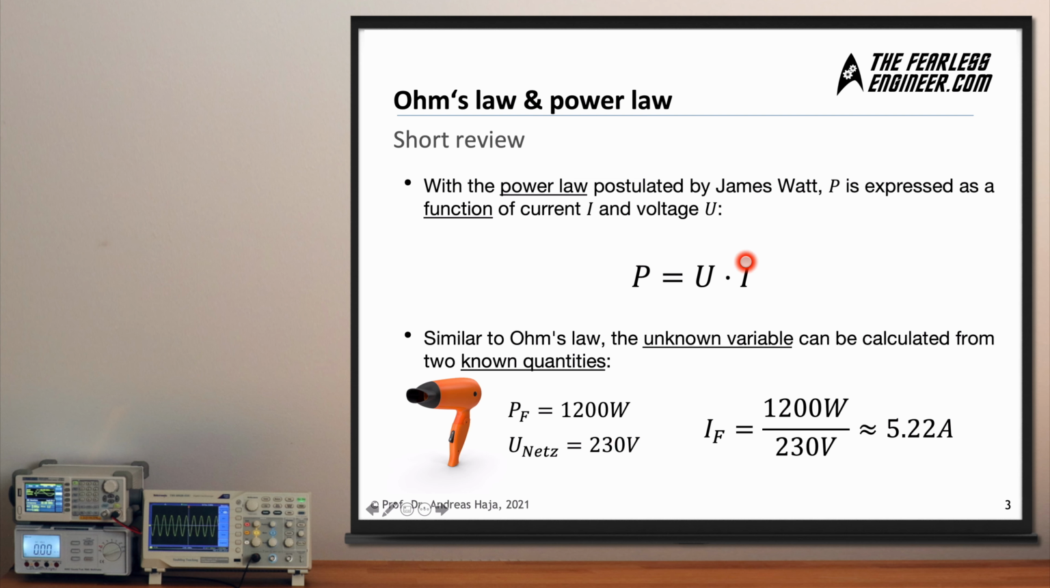Then we can use the power law, isolate the current I, which we are looking for, and simply compute the ratio between the power, 1200 watts, and the voltage from the wall socket, 230 volts. Then we arrive at 5.22 amps of current, which are drawn by this particular hairdryer. So we can use the power law to arrive at unknown variables by using known ones in examples such as this one.